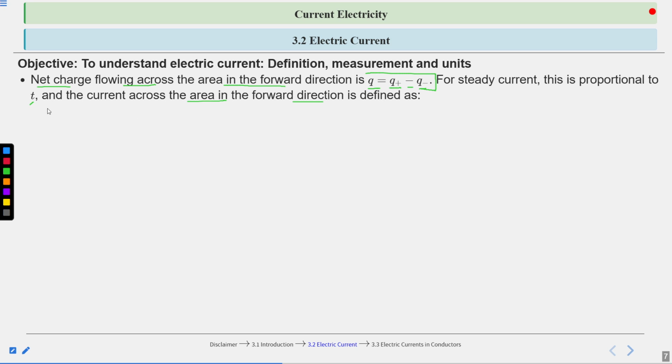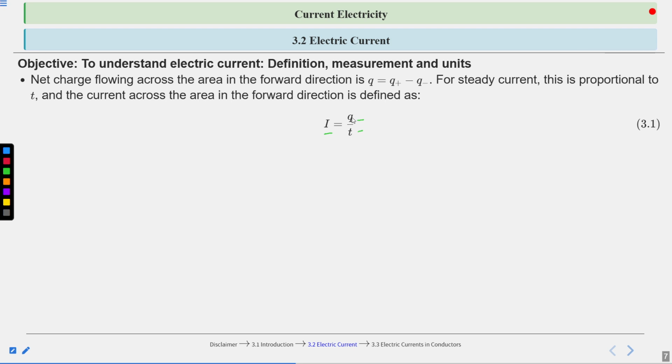The amount of charge flowing in the forward direction is proportional to t, which means it depends on time. If the time interval is large, the amount of charge flowing in the forward direction will be more. If the time interval is small, this flow of charge will be less. So it is proportional to the time interval t. And how do we define the current across that area? It is given as I equal to Q by t.